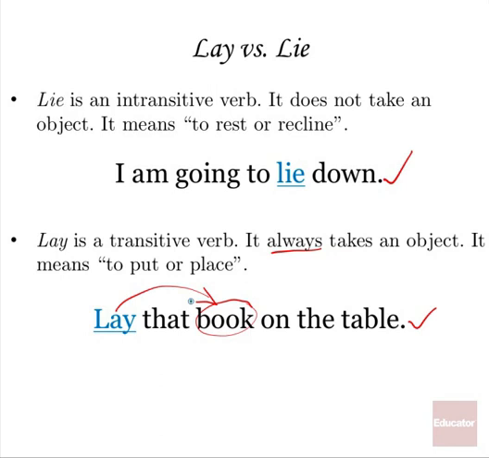Now, 2 handy tricks for keeping these 2 straight. First, the vowel sound in lie is an I. Just remember that if it has an I vowel sound, it is intransitive. Lie, intransitive. Watch for the I's. Lay is a transitive verb. Doesn't have the I, it's not intransitive.